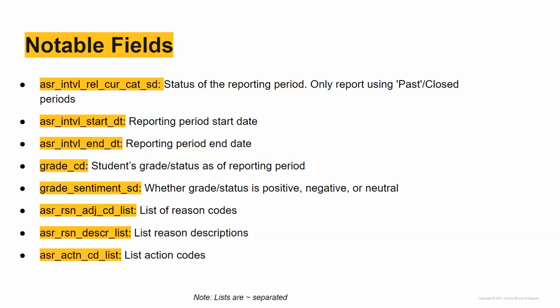So some notable fields is the status of the reporting period. So you only want to report on reporting periods that have closed. So you don't want to be in that window when instructors are still submitting them, because students have not seen those yet and they could change. So you'll want to filter on that. It'll also say the start and the end date. It'll show the grade and the sentiment of that grade and those lists that I spoke of. Yeah, and descriptions. So it'll have both the codes and the descriptions.